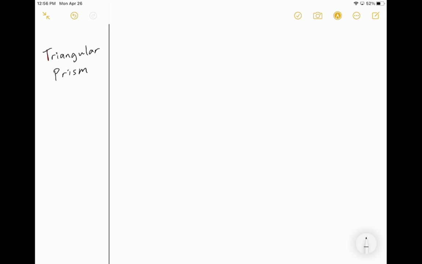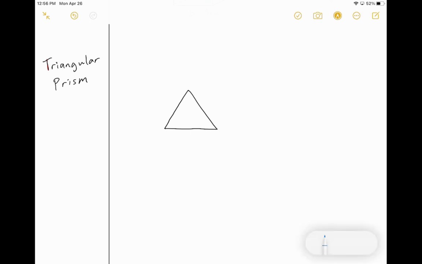So a triangular prism, just like the rectangular prism, the formula is very similar. So let's start by drawing a triangle. Okay. So there's a triangle. And as you remember on a triangle, we have a base and we also have a height. Remember, height has to be 90 degrees with our base. Always 90 degrees. Okay. Base times height.